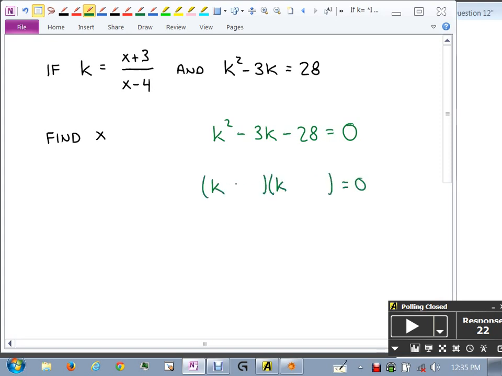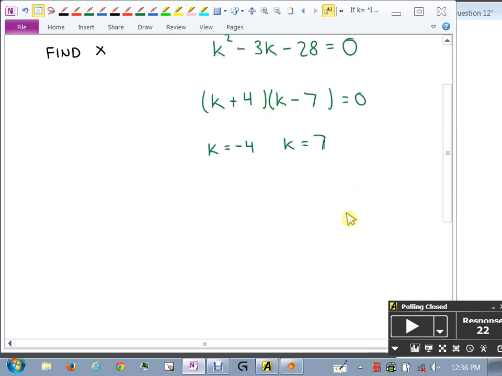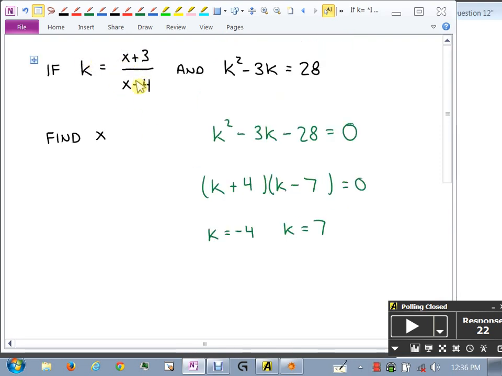Yes? Plus 4 minus 7, which means that k must be negative 4, or k must be 7. Now I know what k is. I'm going to go back and use the information I have about k right here. So replace this k with what here? Yeah, replace it with x plus 3 over x minus 4 equals negative 4. And then on this one, replace the k with the same thing, x plus 3 over x minus 4 equals 7.